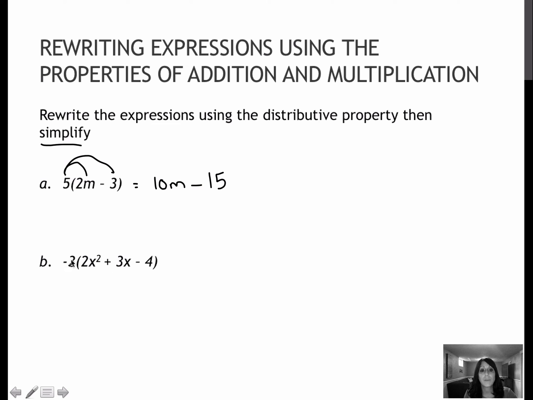Next, I've got a negative 3. Be very, very careful when you're distributing a negative value. Negative 3 times 2x squared would give me negative 6x squared. Negative 3 times positive 3x would give me negative 9x. Remember that you can write that as minus 9x or plus negative 9x, and it's the exact same thing. And negative 3 times minus 4, remember I've got two negatives that are going to make a positive 12. So some people like to go ahead and leave change opposite here, and negative times a negative gives me that positive.